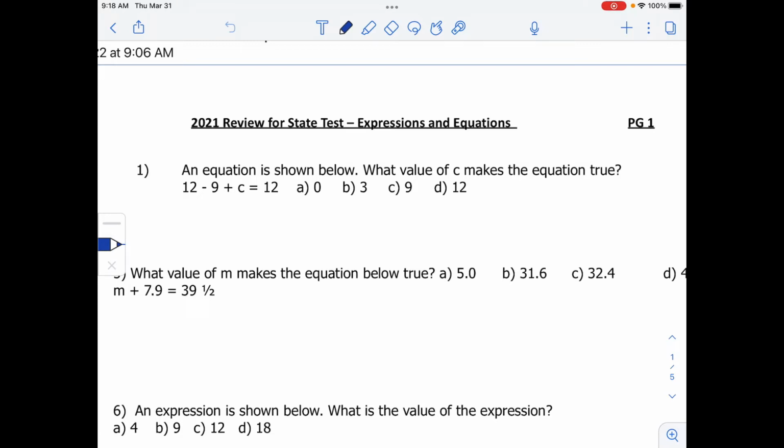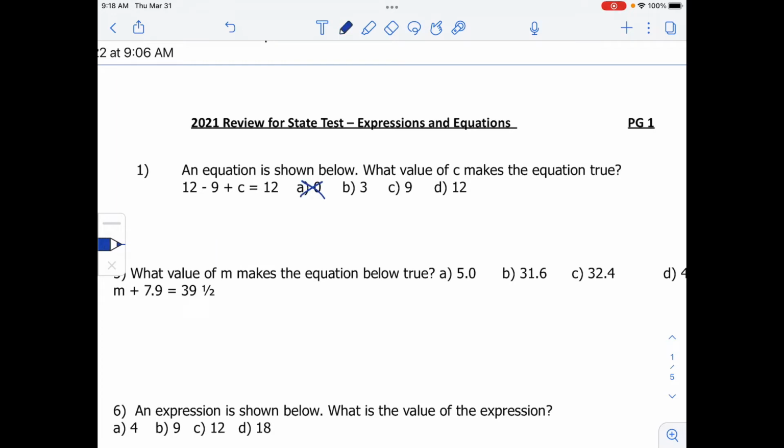And it says, an equation is shown below. What value of C makes the equation true? Right, so we've got 12 minus 9 plus C equals 12. Well, we can use substitution here and then order of operations to see what works. So I'm going to substitute choice A in first, 0. And let's see if that works. Well, 12 minus 9 is 3, and 3 plus 0 is 3. 3 does not equal 12. So option A is not good, not appropriate, not a solution.